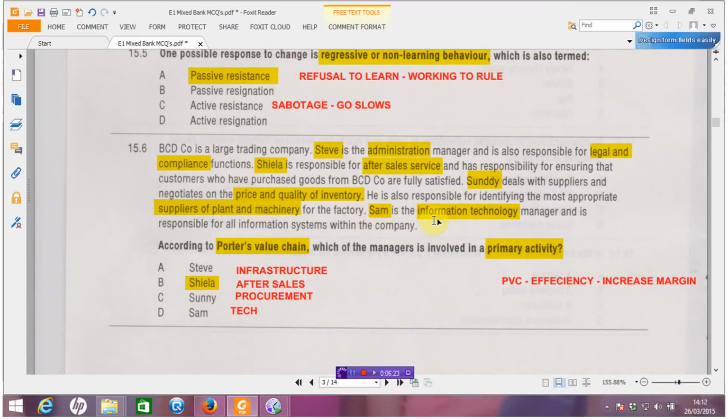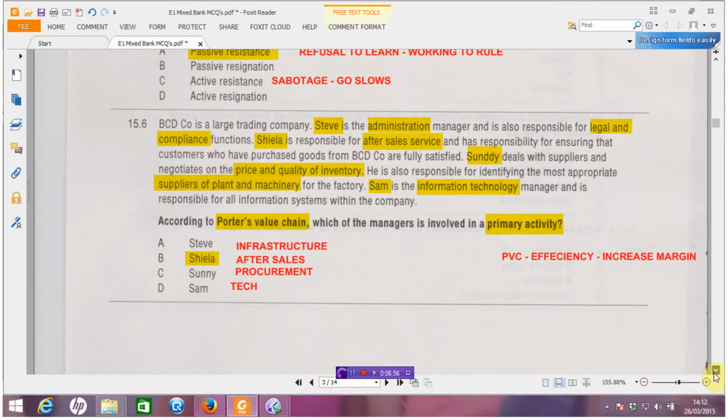So it looks like Sunny or Sunday is involved in buying in some way. And then Sam is involved in IT or information technology. That should be fairly easy to spot as sort of being a secondary or support activity. So really what we're required to do is to pick out primary, and really for primary it has to be Sheila at the end really of that little sort of chain of 5 items under the primary heading. She's certainly involved in after sales, which is a primary activity. The others, as I've just listed here, are all secondary or support activities. Okay, so the answer B in that case.